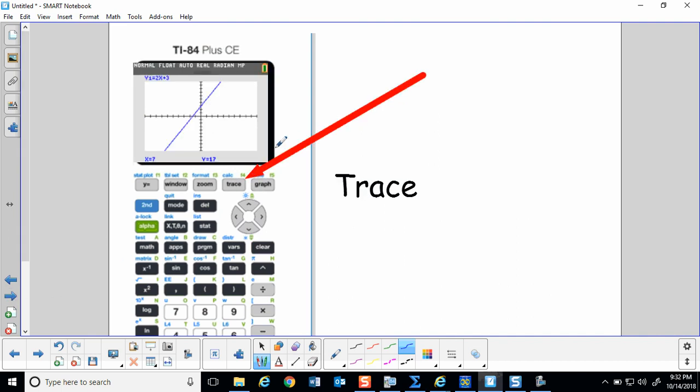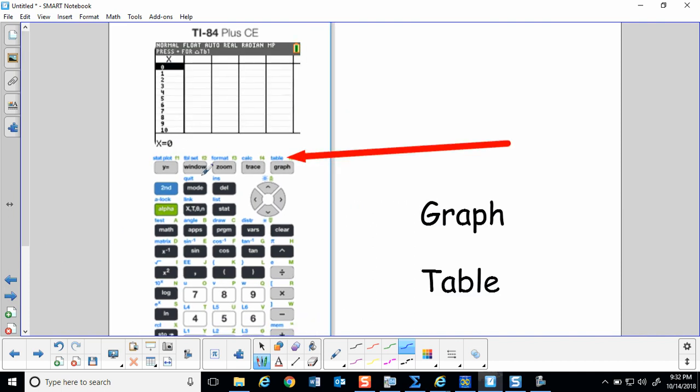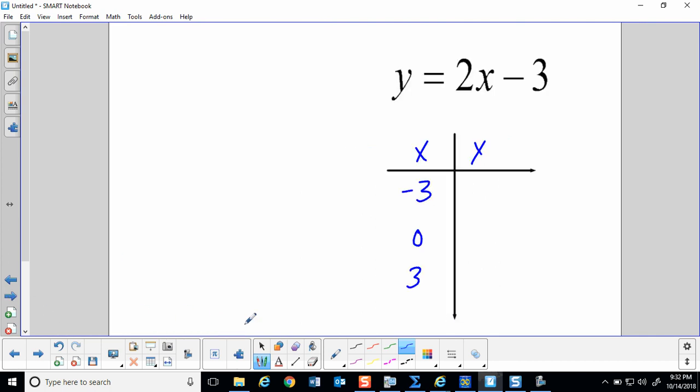And we'll also be using trace. Once we've graphed it, we can put in trace and enter our x value, our input, and it will give us our output. So it's basically like a table of values there. We do have a table of values. If you hit second table, the table of values will come up, and then you can find your corresponding output given your input. So let's do some graphing here.